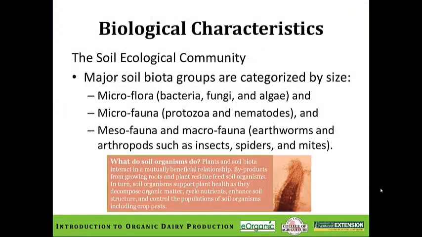This is often termed the soil ecological community, and we have major soil biota groups that are categorized by size. There's the microflora that are, for example, the bacteria, the fungi, and the algae, and the microfauna, which are a little bit bigger, the protozoa and nematodes, and then the meso and macrofauna, which includes earthworms and arthropods such as insects, spiders, and mites. But overall, there should be a large diversity of living organic matter in your soils.